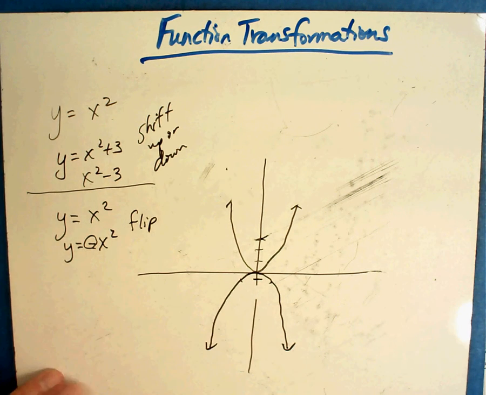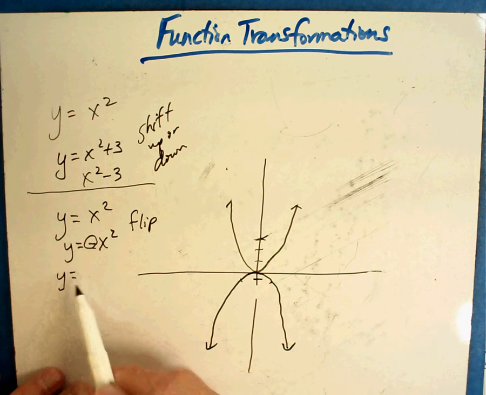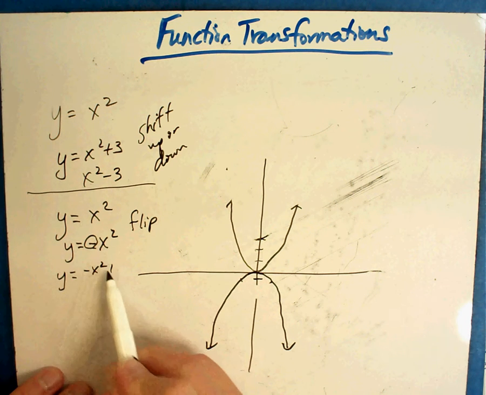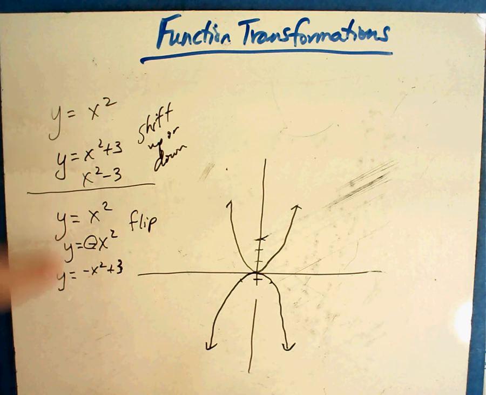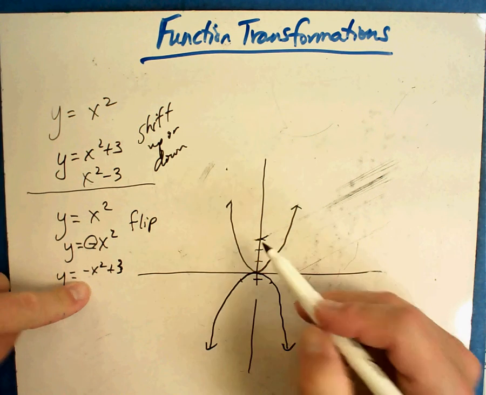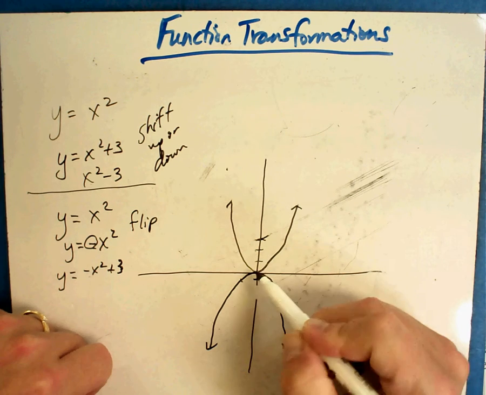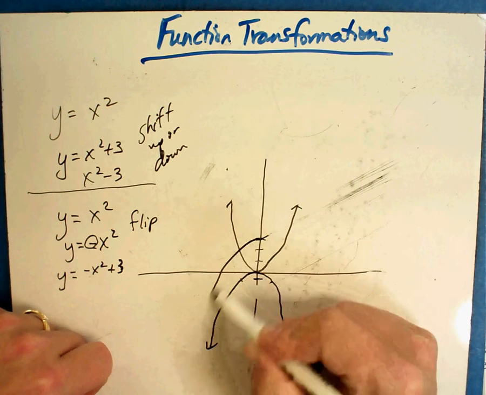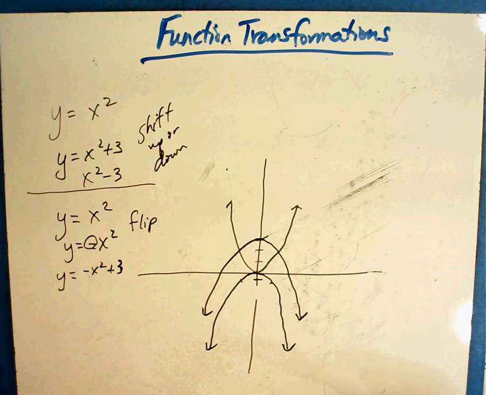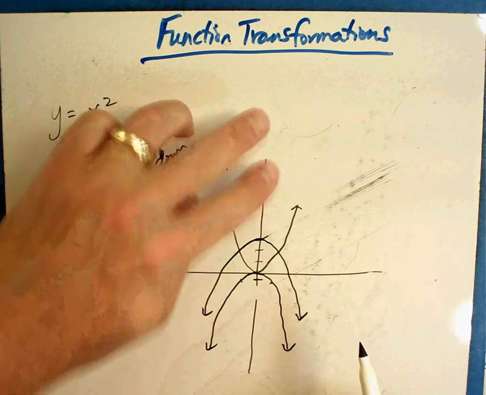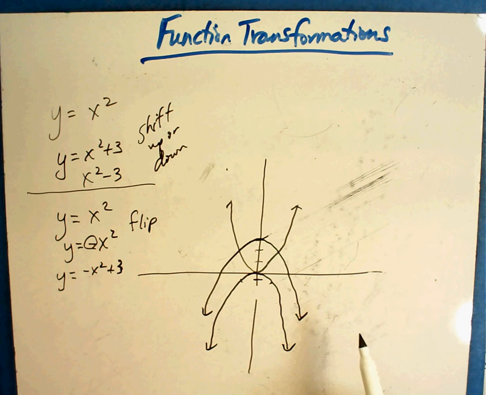So it actually flips. So what do you think it would be if I had y equals minus x squared plus 3? Well, that looks sort of like that. The minus makes it flip. All that's going to happen is it's going to be flipped, and it's going to go up 3 spots, so the graph's going to look like that. And so they transform right here pretty easy.